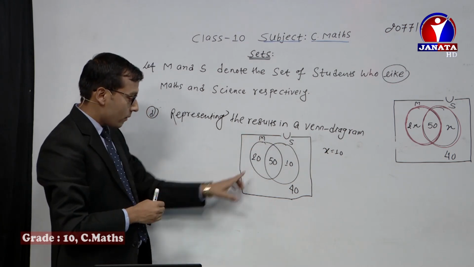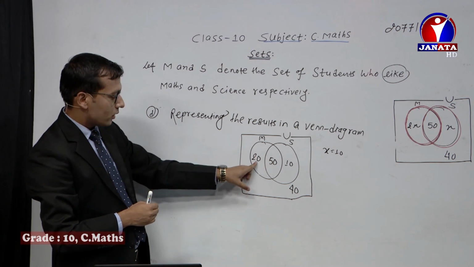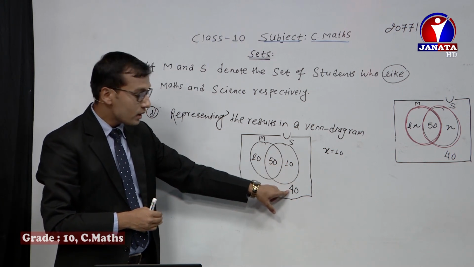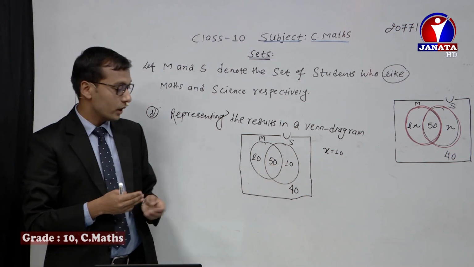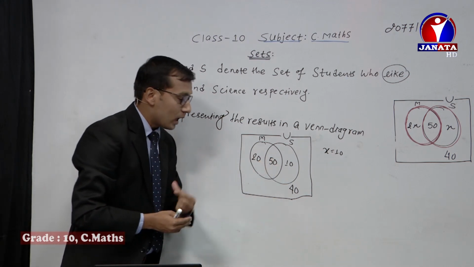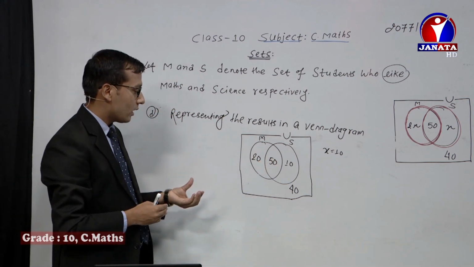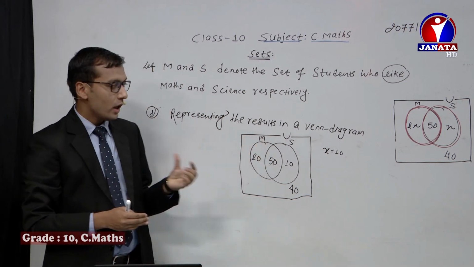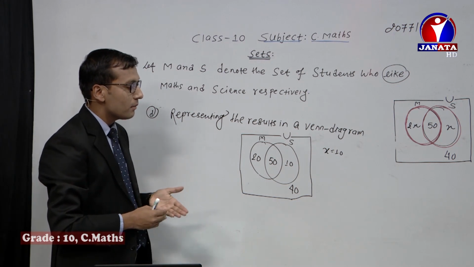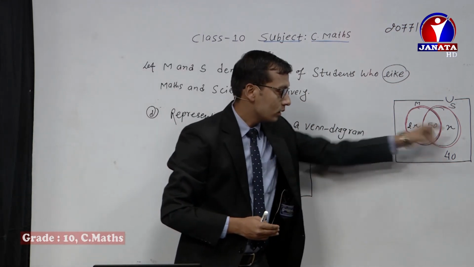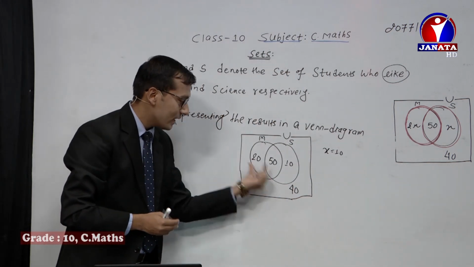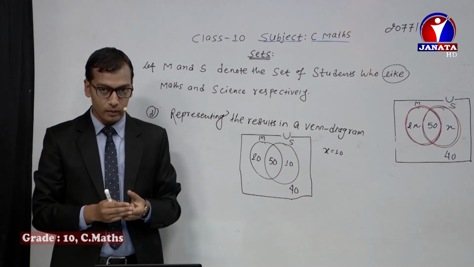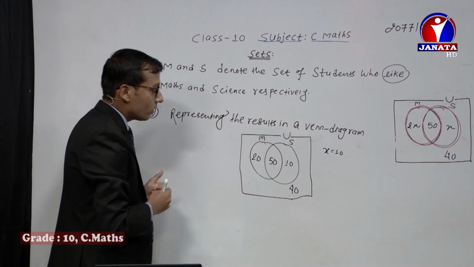Let's check. 50 plus 20 is 70. 70 plus 10 is 80. So 80 plus 40 is 120, which is n(U). So this is the diagram where we have replaced the value of x and represented the results in the Venn diagram. Here I have drawn two diagrams. The first diagram is in terms of x, and the second, the last one, is in terms of the cardinal number for results in a Venn diagram. So this is all about this question.